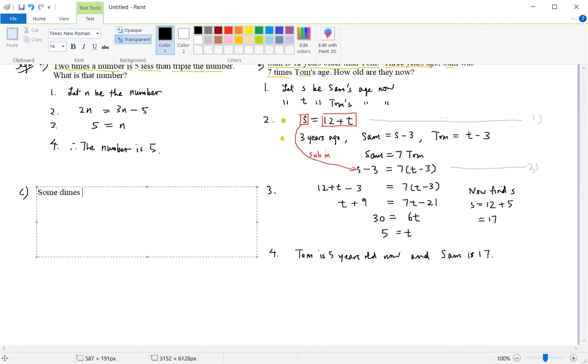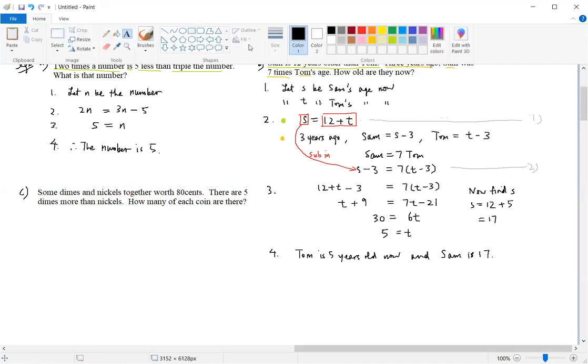Okay, one sec. Some dimes and nickels together worth 80 cents. There are 5 times more dimes than nickels. How many of each coin are there? Okay, that's the question.